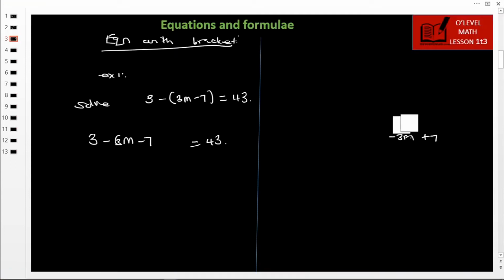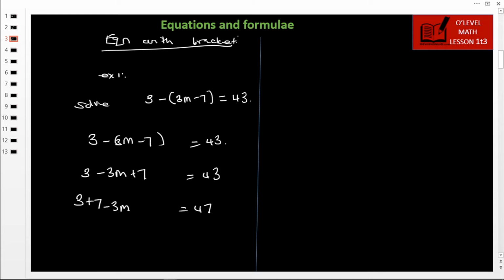So when we come to solving this one, we have the brackets, that is 3 minus 3m then plus 7 is equal to 43, meaning that here we have an invisible 1. So negative 1 times 3, that is negative 3. The negative 1 times negative 7, that is positive 7. Therefore you collect like terms. This is 3 plus 7 minus 3m is equal to 43.